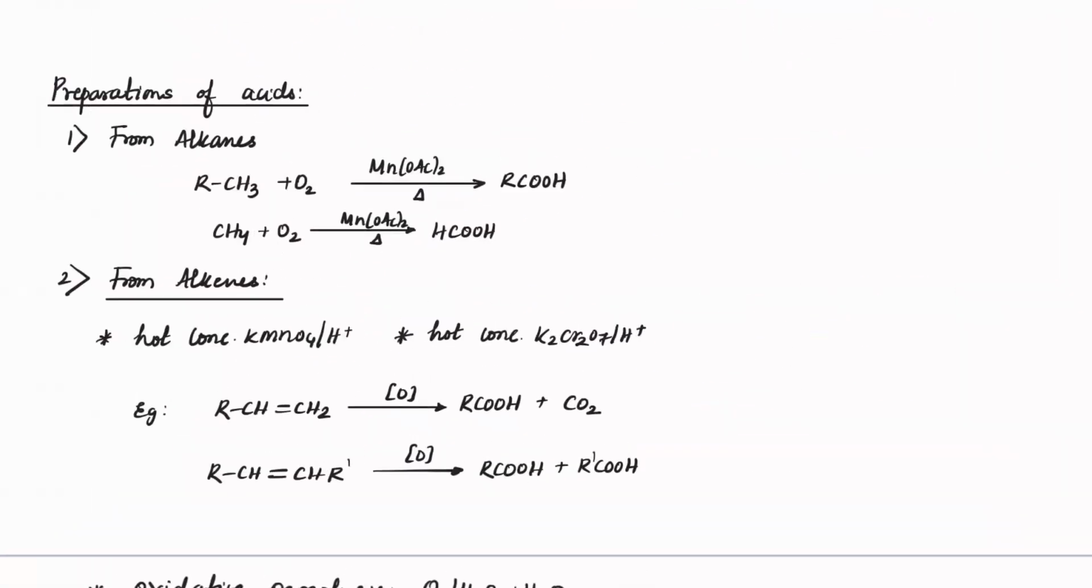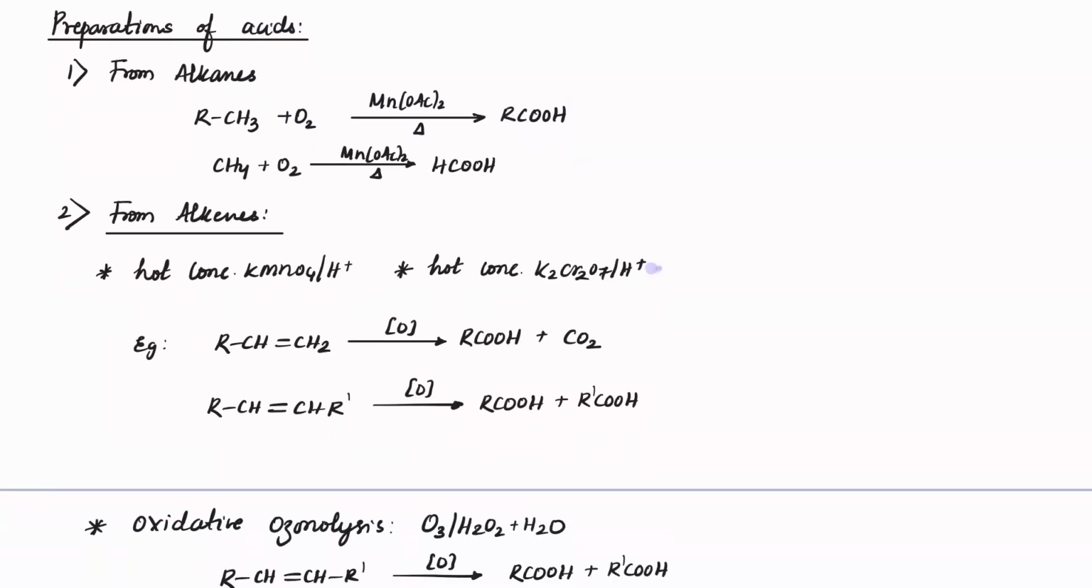Next, preparation wise, these are all repeat reactions now. If you want to prepare acids from alkanes, there are hardly any reactions. Manganese acetate on heating with oxygen, alkanes can get oxidized to acids. This reaction is given in the alkanes topic also in NCERT as a reaction of alkanes.